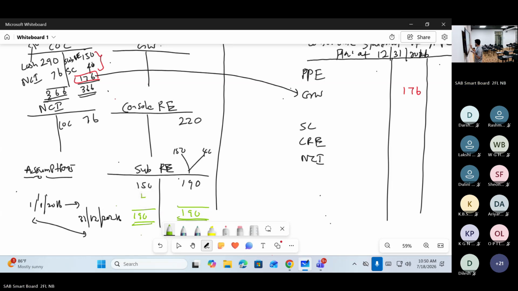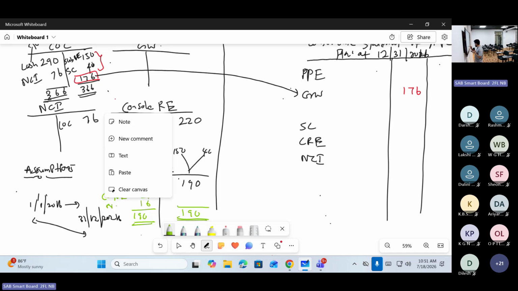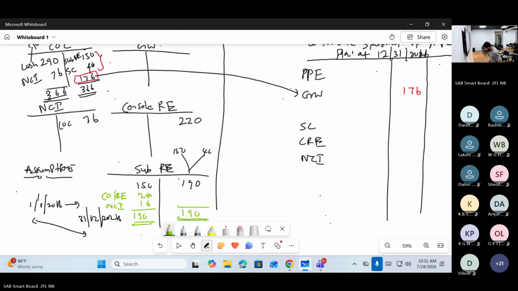Right? 60% of that 40 is 24, consolidated earnings. The other 16 goes to NCI. Debit the subsidiary retained earnings 16, credit NCI. Debit here, credit there.